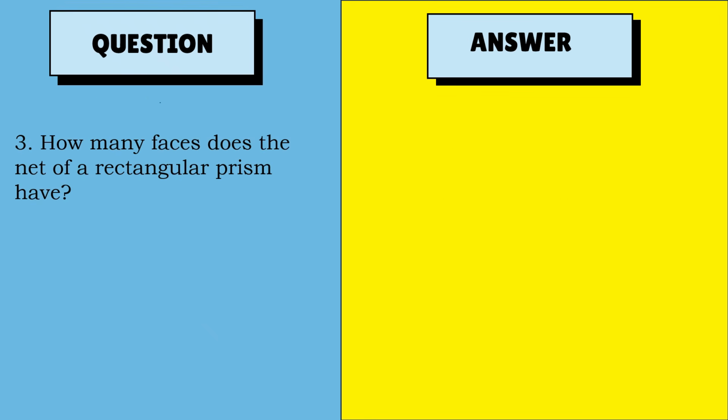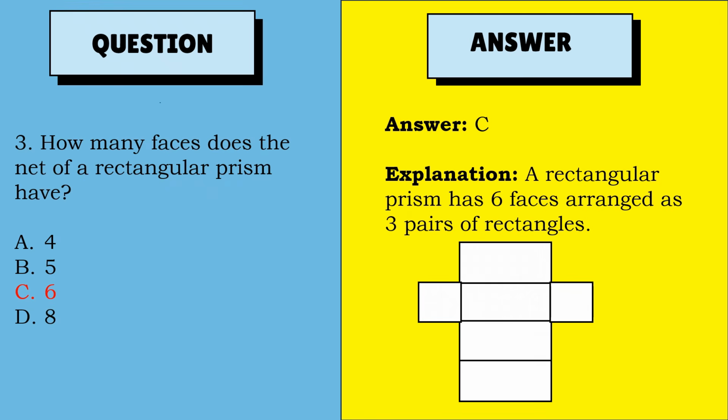Question number 3. How many faces does a net of a rectangular prism have? A. 4, B. 5, C. 6, D. 8. What do you think the answer is? Alright, let's find out. The answer is letter C. A rectangular prism has 6 faces arranged as 3 pairs of rectangles.